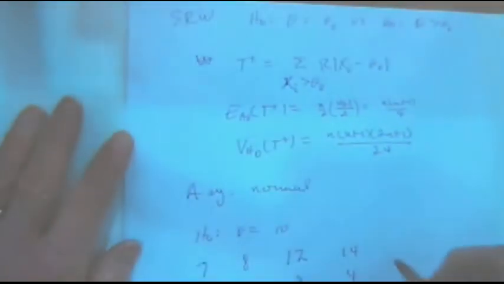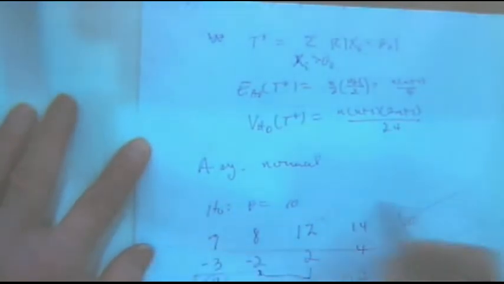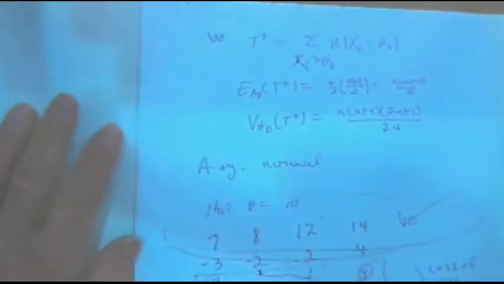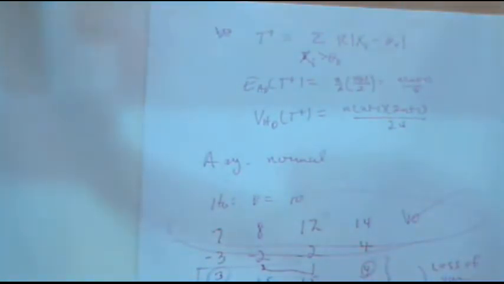Another thing, if one of these observations were 10, then we would throw it out when we start with the signs. But then, for the confidence interval or the estimate, you use all of them. So, any more questions on sign rank?